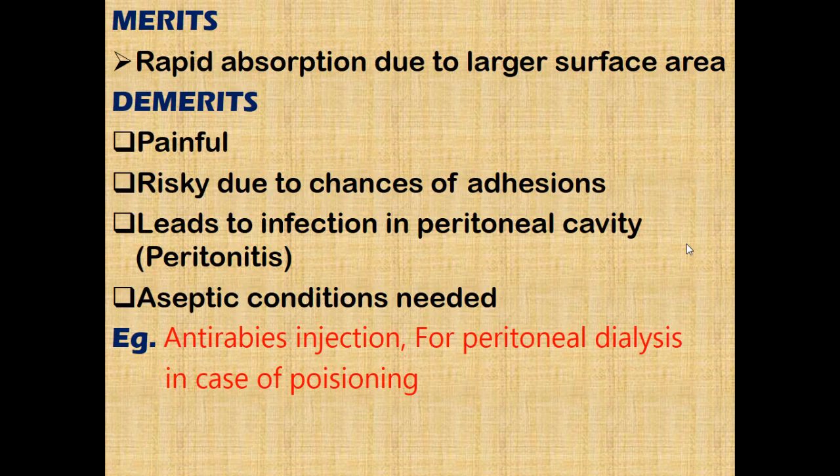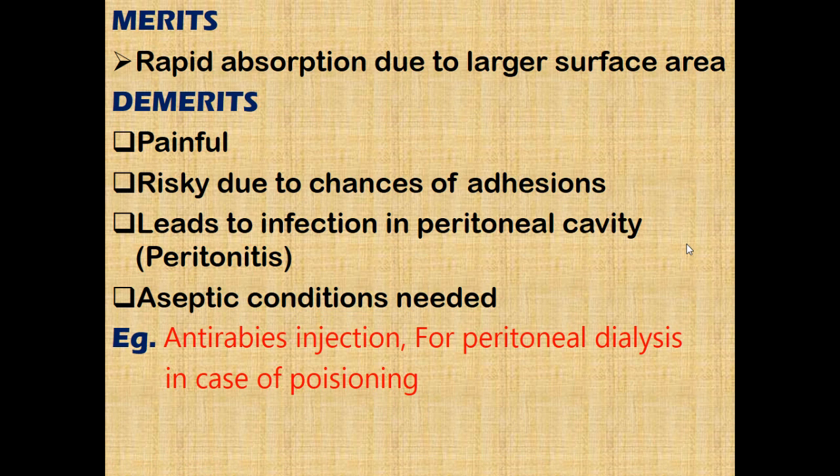Then merits: rapid absorption due to the large surface area, because the peritoneum is a very big surface area, very large, and more blood supply will be there. That's why whenever you administer a drug, it will absorb very fast. Rapid absorption due to the larger surface area. Then demerits: painful, risky due to the chance of adhesions. That's a very important thing.